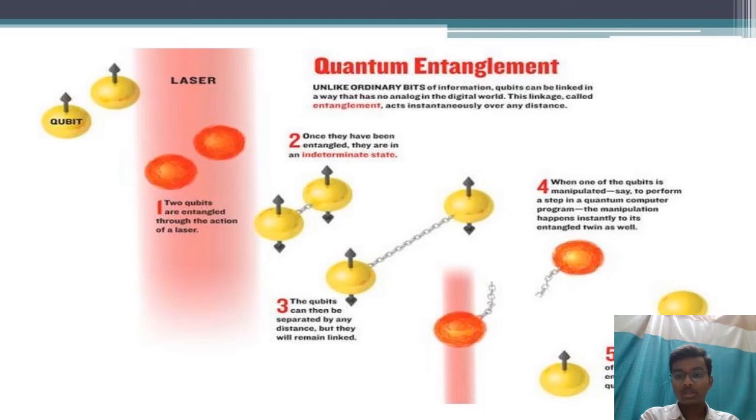When one of the qubits is manipulated, say, to perform a step in the quantum computer program, the manipulation happens instantly to its entangled twin as well. If the manipulation includes reading the state of one of the qubits, the entanglement ends and both qubit states are revealed.